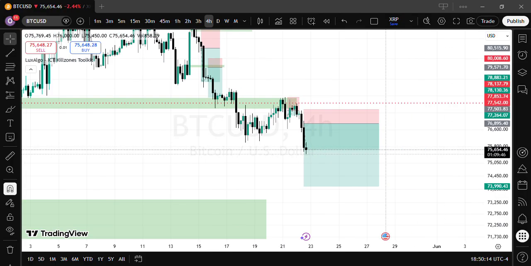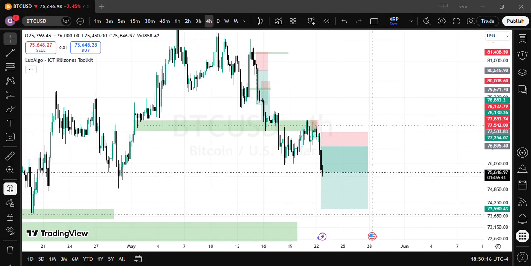Now, for the 4 hours, right here was the reverse fair value gap for me. I posted this also on my page. You can check it out. This was the reverse fair value gap for me. Now you might be wondering what this line is for. This line is just 50% of this reverse fair value gap.